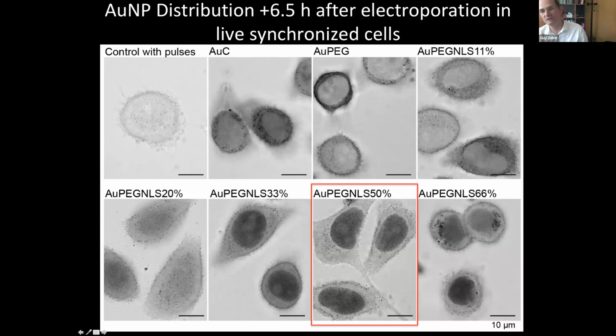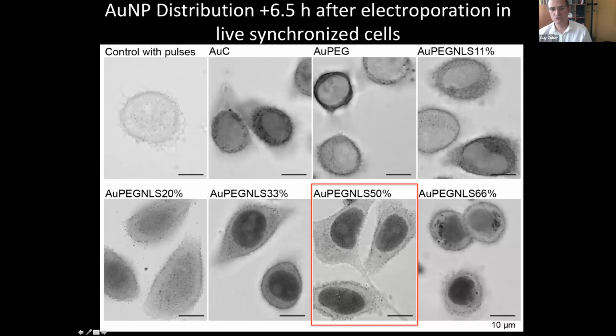And if you increase the number of NLS that bind to the surface of the gold, you can see that you have faster and greater accumulation of the gold particles inside the nucleus. Of course, if you put too much NLS, NLS is also charged, so it can also bind to the surface of the cells, and you can have accumulations inside the lysosome. So this is kind of interesting.